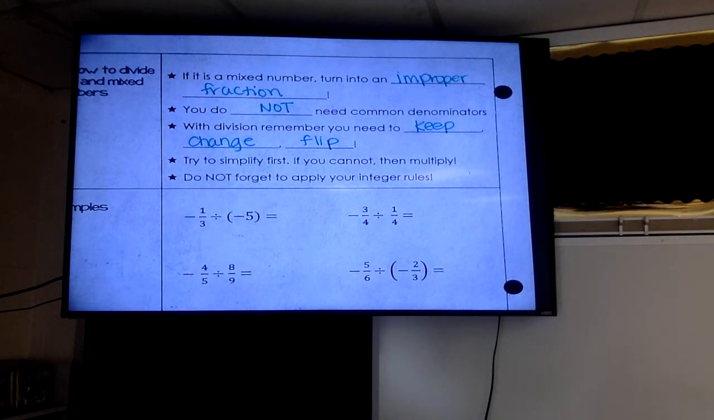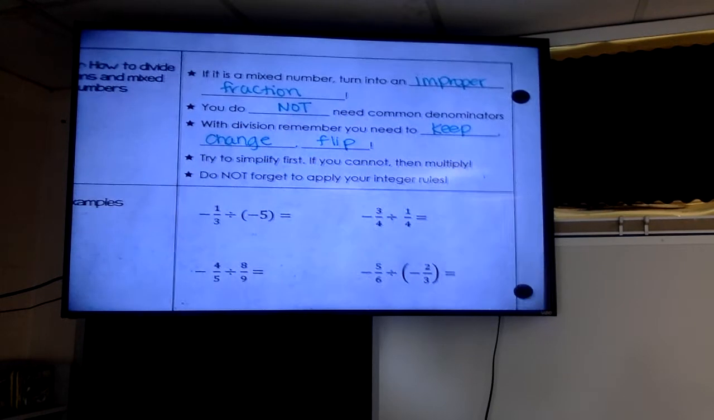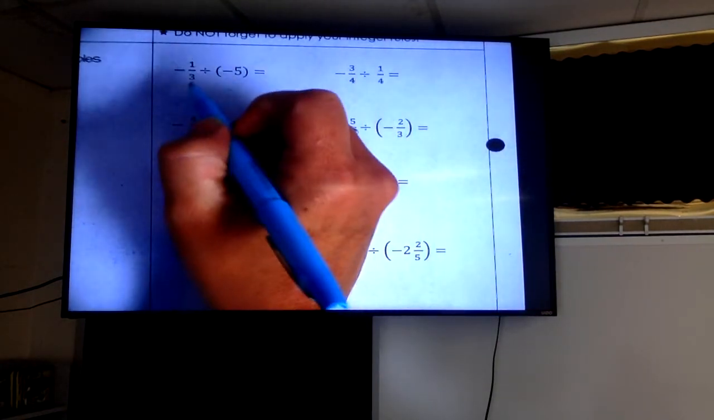Keep, change, flip. So remember, division is actually a multiplication problem. Just like what we were doing last time with addition, where subtraction problems are really addition problems rewritten. Same thing here. So I've got to keep, change, flip. And then once I make it into multiplication, try to simplify first, and then do not forget to use your integer rules. So let's try some of these.